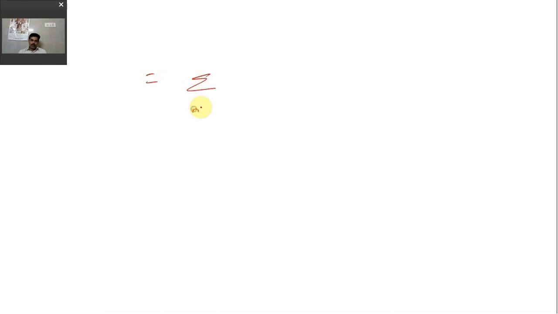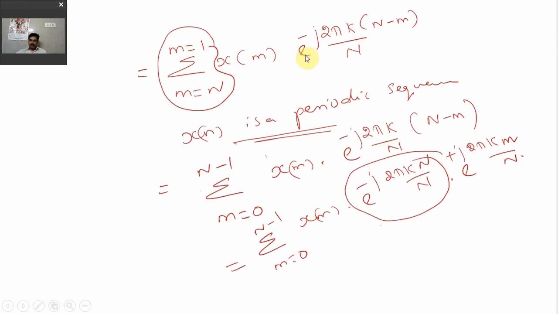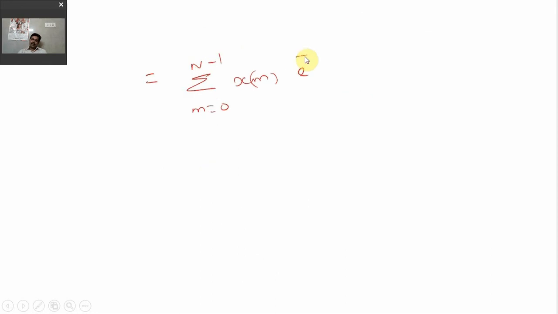You'll be getting summation of m equal to 0 to N minus 1, x of m into e to the power minus j 2 pi k m divided by N. Now here we are going to multiply it by e to the power minus j 2 pi k n divided by N.